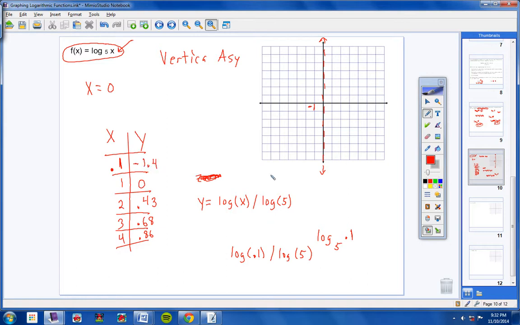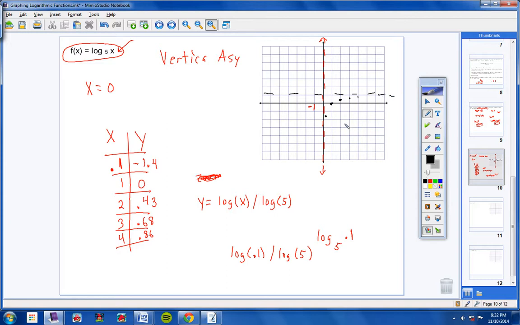So now I'm ready to sketch my graph, guys. Pretty simple. So at 0.1, when I'm barely past the asymptote here, I'm going to go to -1.4. So about right here. Okay, my next point is 1, 0. My next point is over 2, up 0.4. Over 3, up 0.6. Over 4. Now it looks like there's an asymptote right here. It looks like it's getting closer to 1, but that's not true.